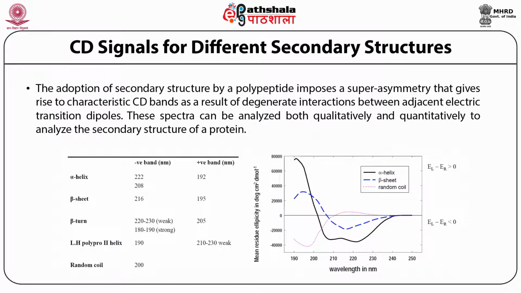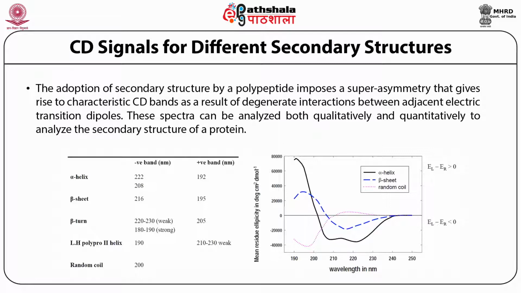Here in the graph, the curve in black is a typical alpha helical protein. In blue you see the spectra of a typical beta sheet protein, and pink is showing the spectra of the random coil. In all cases you find a very intense peak at a particular wavelength. For example, for the alpha helix, two negative peaks are observed at 222 nanometer and 208 nanometer. This deep negative peak is the signature of the alpha helix, and the value of theta at 222 nanometer is taken for further analysis of the structure of the protein.